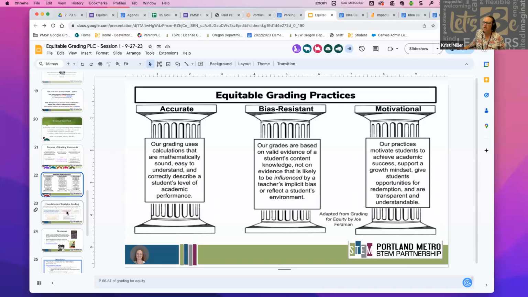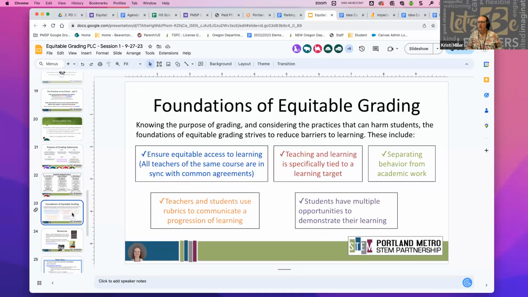When we look at the foundations of equitable grading, again, this comes from Joe Feldman. All of these things came up tonight in our conversations, either in our discussions or what we wrote on slides. Every single one of these things came up, which is awesome. I love to see that. And we haven't even started digging into these yet, right? So we're off to a great start.